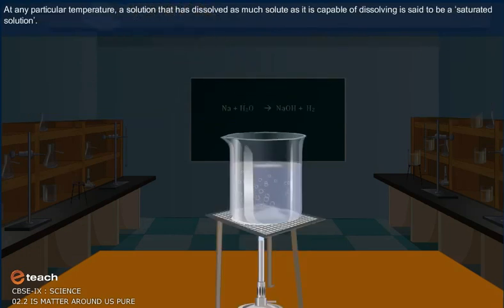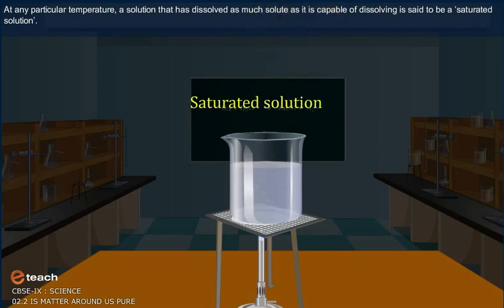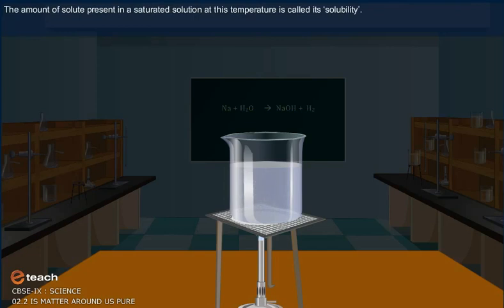At any particular temperature, a solution that has dissolved as much solute as it is capable of dissolving is said to be a saturated solution. In other words, when no more solute can be dissolved in a solution at a given temperature, it is called a saturated solution. The amount of the solute present in the saturated solution at this temperature is called its solubility.